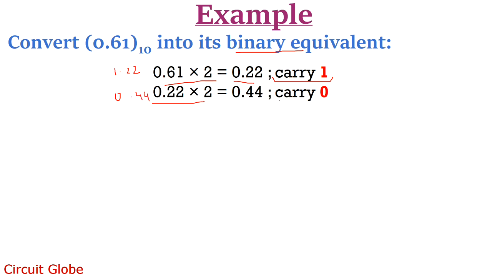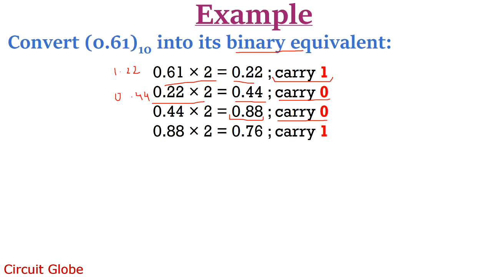So the carry at the integer portion will be noted down separately again and 0.44 will be used for further multiplication. In the next step, this 0.44 is multiplied by 2 and we get the multiplication output as 0.88. So the carry at the integer portion, that is 0, is noted down separately and 0.88 is used for further multiplication. Now next, when 0.88 is multiplied by 2, the actual output will be 1.76. So the carry at the integer portion, that is 1, is noted down separately and 0.76 is kept for further multiplication.